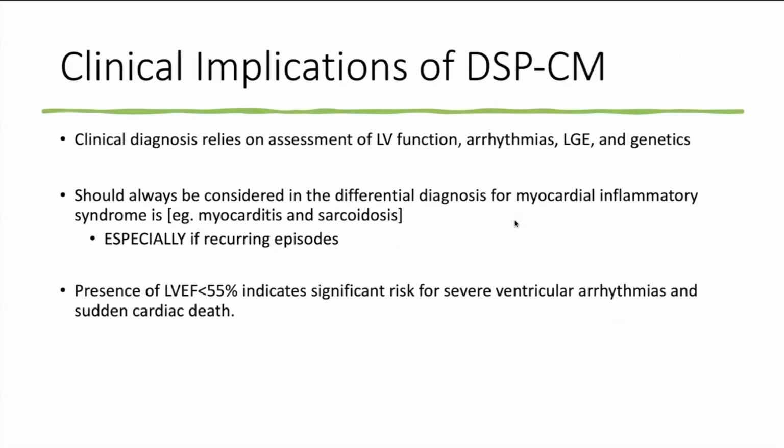So some of the clinical implications of the Desmoplakin cardiomyopathy are that clinical diagnosis relies on the assessment of LV function, arrhythmias, gadolinium enhancement, and genetics. It's something that we should always consider in our differential diagnosis for myocardial inflammatory syndromes. So anyone having episodes of myocarditis, especially recurring episodes, or sarcoidosis, where they have these recurrent episodes of what seems like some sort of inflammation, so positive enzymes, symptoms, etc. And once they start to develop an EF less than 55%, this indicates pretty significant risk for severe ventricular arrhythmias and sudden cardiac death.